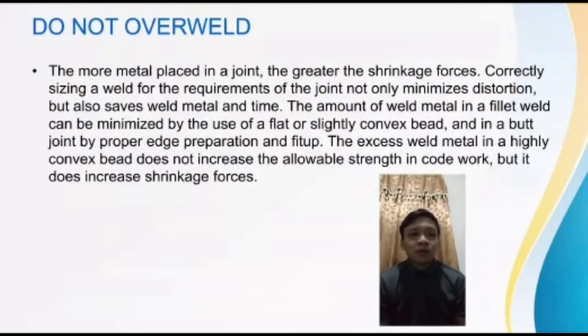The amount of weld metal in a fillet weld can be minimized by use of a flat or slightly convex bead, and in a butt joint by proper edge preparation and fit up. The excess weld metal in a highly convex bead does not increase the allowable strength in cyclic work, but it does increase shrinkage forces. Okay, that's all from us.